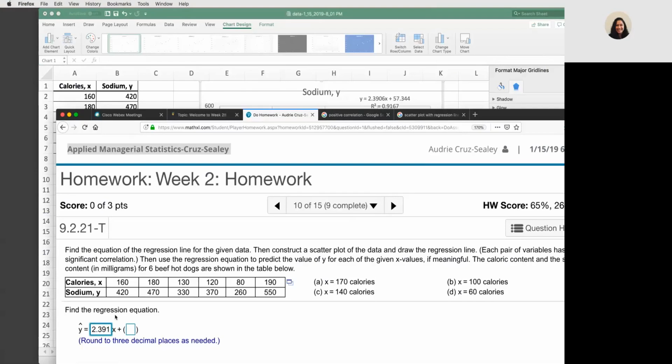So whenever you're rounding to 3 decimal places, you look at the 4th number to see if you're going to round up to the next number, which we did here, or if it's going to stay the same. Since that's a 6, I'm going to round that 0 up to a 1. And this one already has 3 decimal places, so 57.344, and that would be your answer.